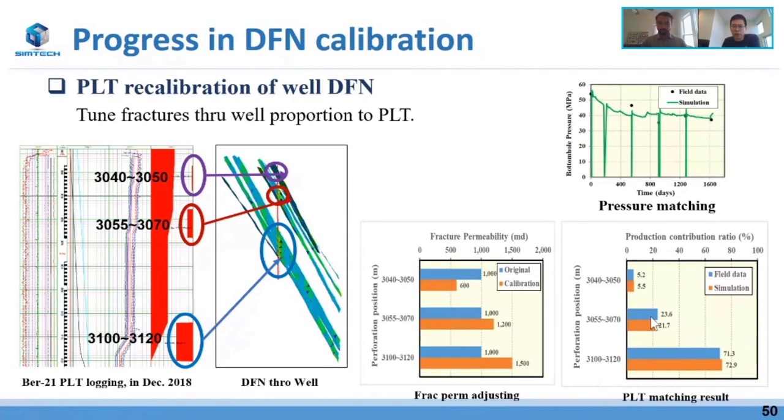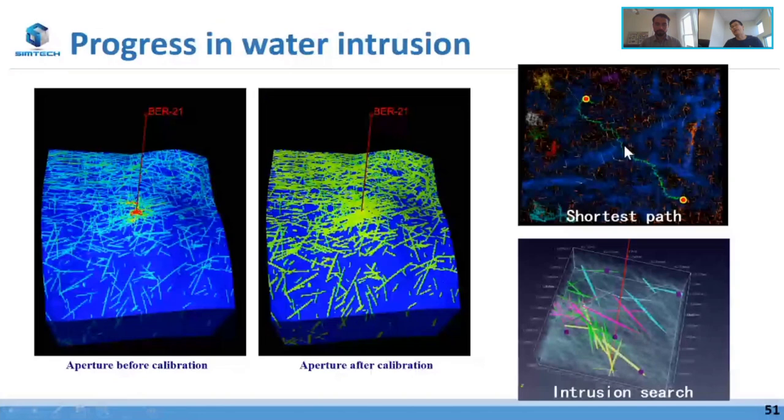Also, in order to research water intrusion or water flooding, we developed a tool to separate different groups of connected fractures. Here, different colors mean different connected fracture groups. Those fractures in red are totally isolated. So if you want to improve your computation speed, you can simply upscale them into the matrix or DPDK, because that has minor influence on the fluid flow inside the fracture system.